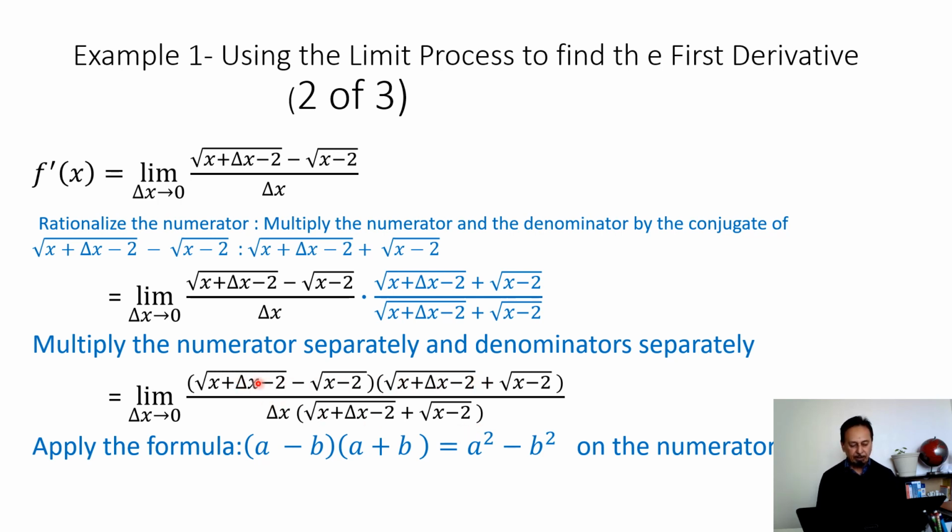Now we need to multiply. Well, one way is you could multiply using repeated distribution, but it will be a long process and there is a chance we make a mistake. So I think this looks like a difference of two terms times a sum of two terms. So we can think of this special product formula, a minus b times a plus b, which is a squared minus b squared. So we're going to apply this. So here a is the square root of x plus delta x minus 2 and b is square root of x minus 2.